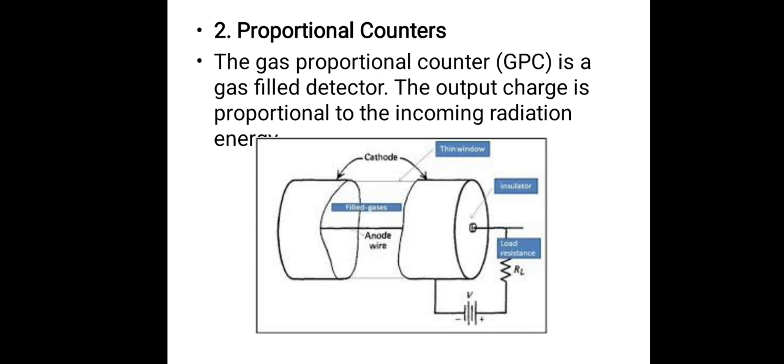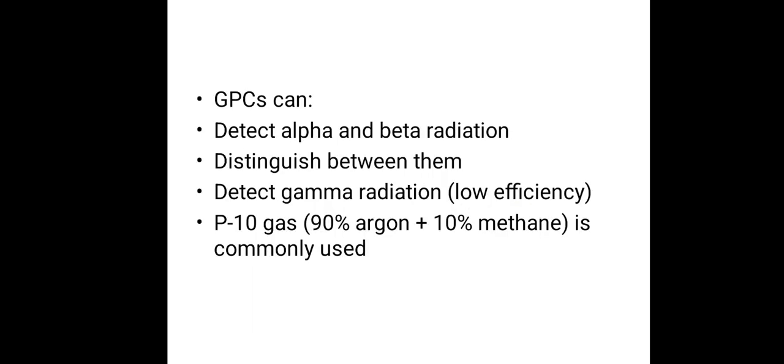The anode is connected and filled with gas, with a cathode on both sides. A thin window is present, which is connected to a battery with low resistance. GPC can detect alpha particle radiation, distinguish between them, and detect low energy gamma radiation. P10 gas, 90% argon plus 10% methane, is commonly used.